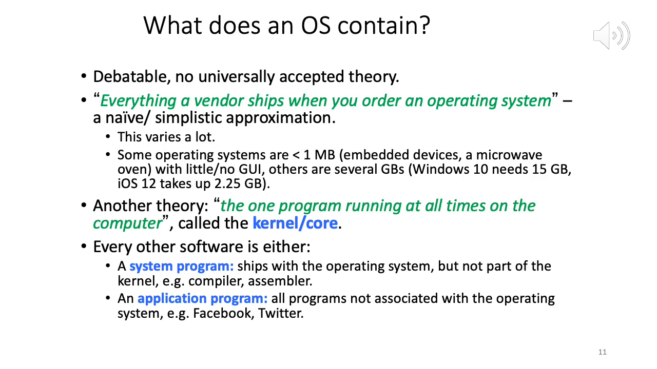This varies a lot. Some operating systems are less than 1 megabyte, like in embedded devices or a microwave oven with little or no GUI. Others are several GBs. Windows 10 is 15 GB. iOS for iPhones takes up to 2.25 GBs. Android would be in a similar range. So one very simple definition is everything a vendor ships, everything you download when you order an operating system. Another theory is one program running at all times on the computer, called the kernel or core.